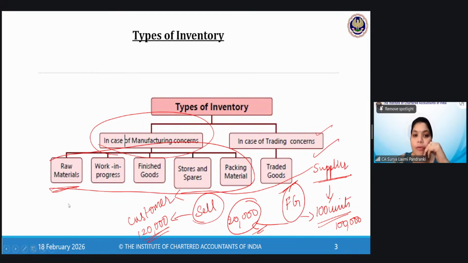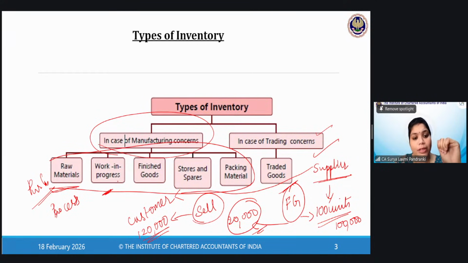Now, what happens in a manufacturing concern? Like I told you, you will have to purchase the raw material first. So raw materials are purchased. And what do you do with this? You process them, right? You put it into machinery, or you add some other different kinds of raw materials into one particular machinery, do the process, then it becomes work in progress.